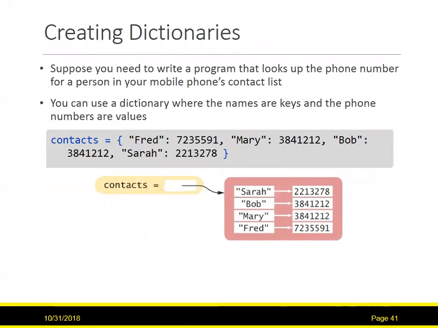You usually use it for data that's grouped together. So here we have a bunch of people and phone numbers associated with those people. Sarah has her number, Bob has his number, Mary and Fred. The names are the key, and the values are the phone numbers.